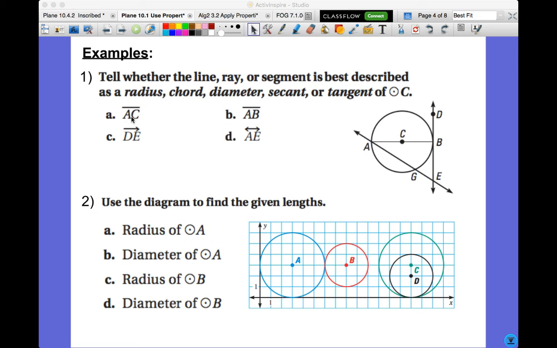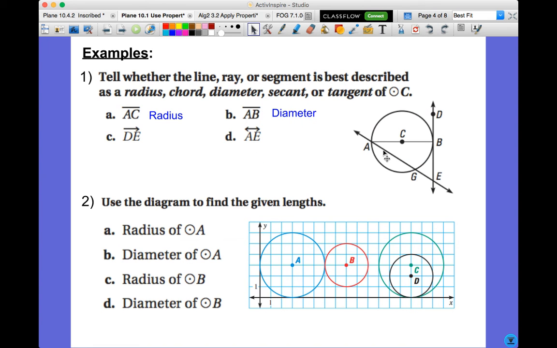So we want to know, what is line segment AC in this circle? Well, AC, A is a point in the circumference and it extends to the center. Therefore, this is called a radius. AB, line segment AB goes from a point in the circumference through the center to an opposite point in the circumference. Therefore, this is called a diameter.